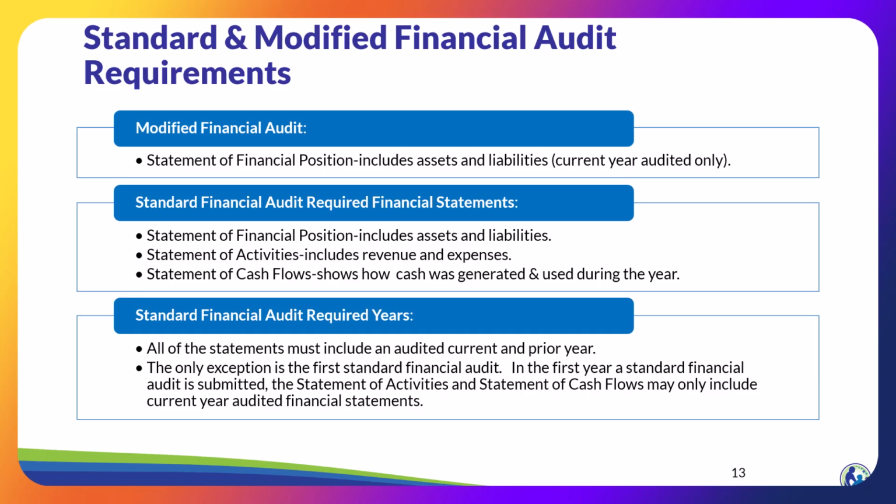The financial statements in the standard financial audit must include the financial information for the school year being audited and the previous school year. The financial information for both years must be audited by the auditor. The only exception is the first time a school submits a standard financial audit. In the first year a standard audit is submitted, the statement of activities and statement of cash flows may only include the current year audited financial statements.